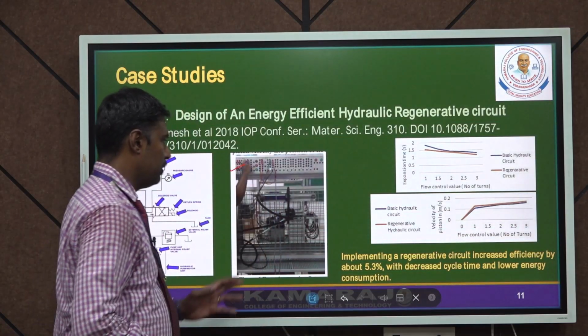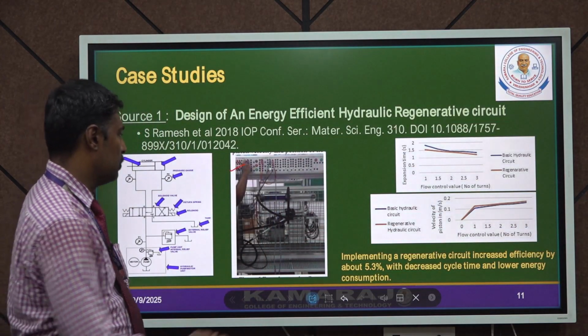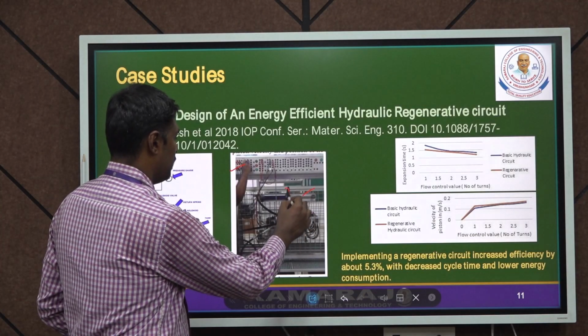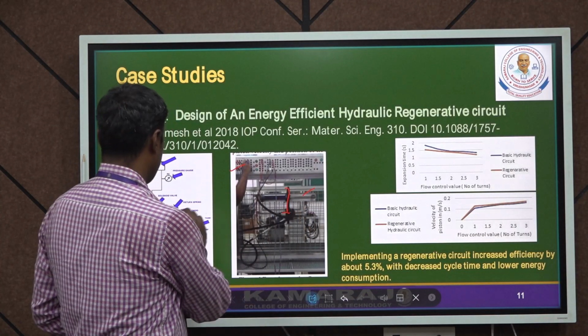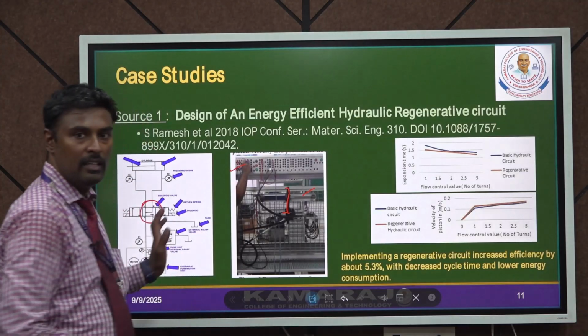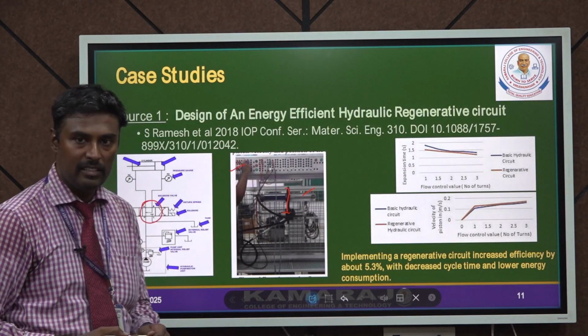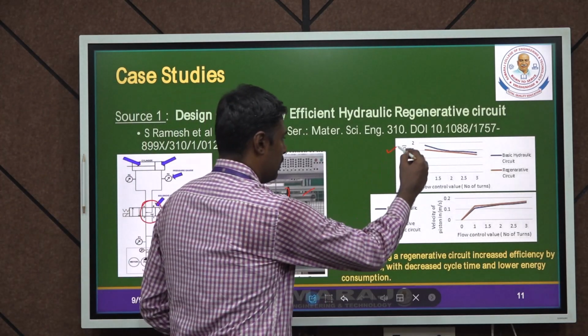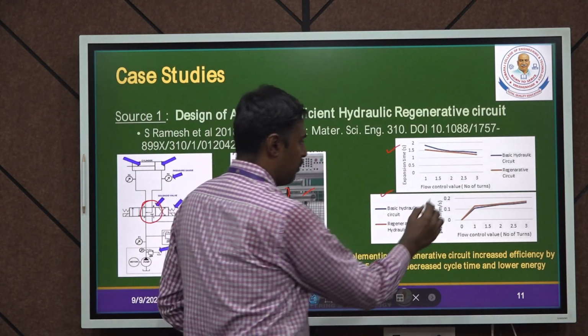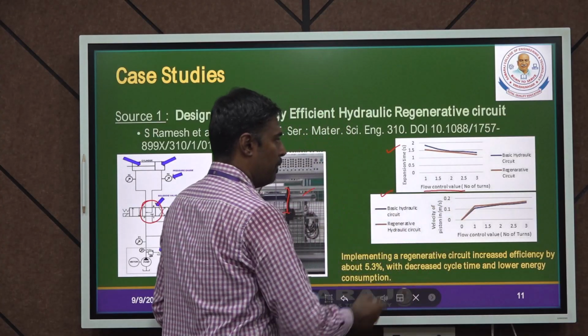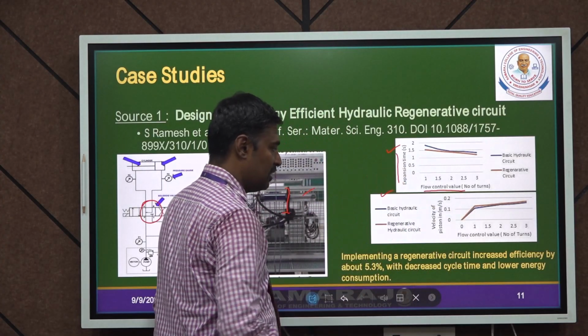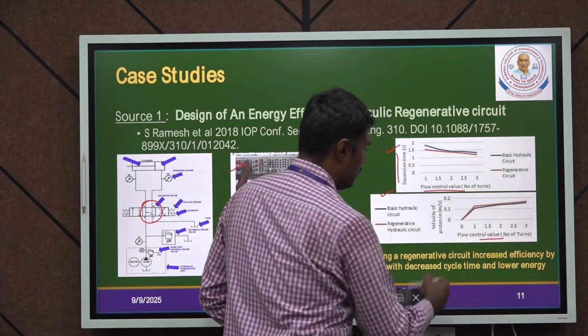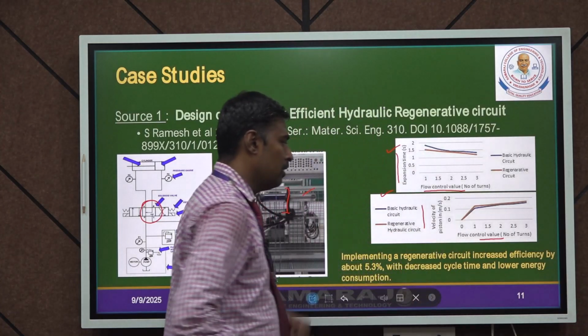This is the setup that Ramesh et al. has done. This is the cylinder, and here the circuit is fluid back like this. This type of regeneration has been made in a laboratory scale setup, and research studies have been made. Here they have plotted comparisons of two things: the flow control compared with the extension time, and then the flow control valve compared with the velocity of the piston.